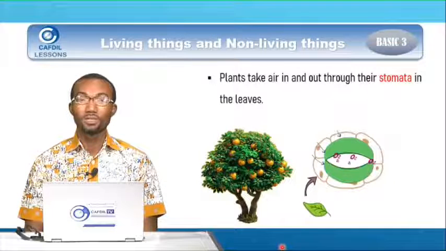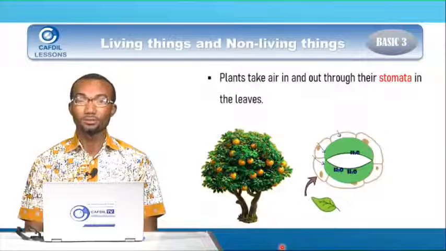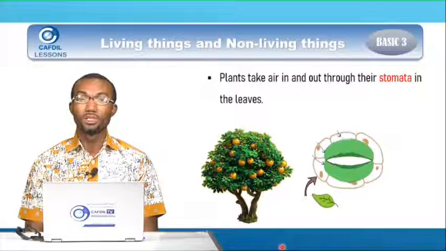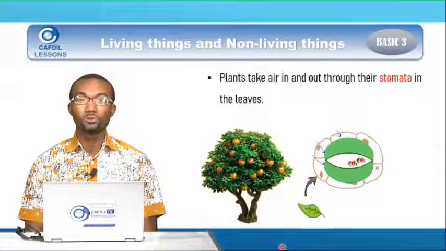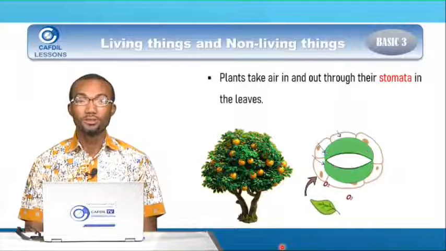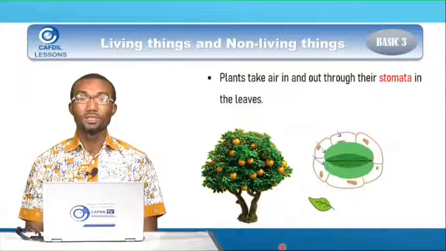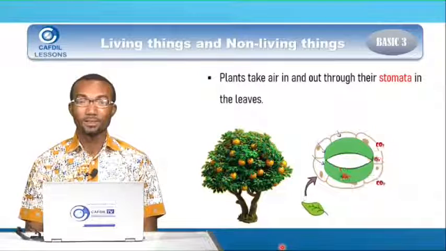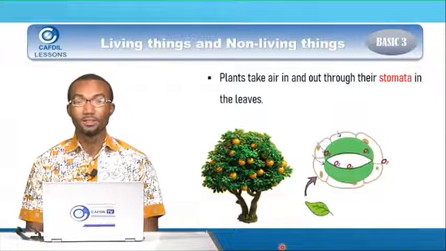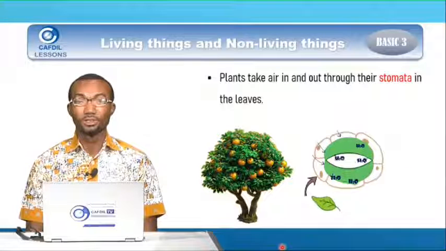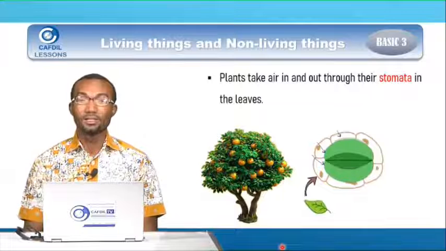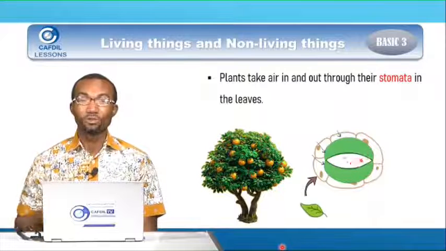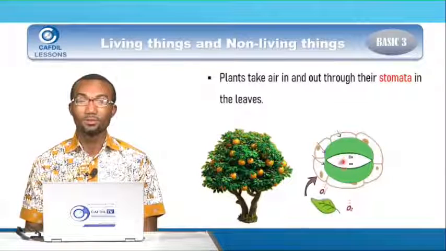Plants also take air in and out through their stomata in the leaves. So, Kate, plants also breathe through their leaves. When you were in basic 2, we learned about the parts of plants. We said they have flowers, leaves, stem, and root. They use their leaves to breathe, and there's something in the leaf called stomata, and that is what you see here.